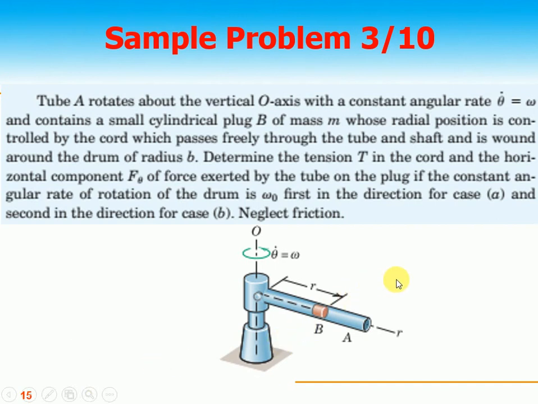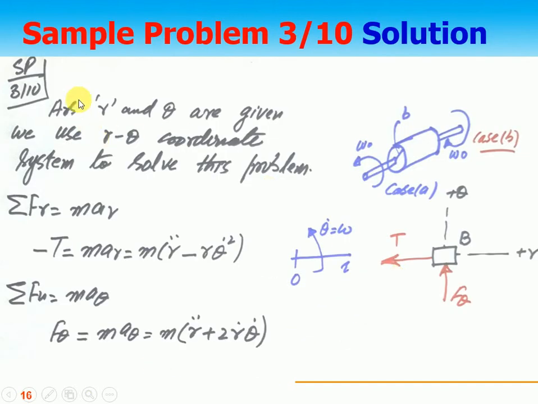So let's solve this problem. As r and theta are given, we use the r-theta coordinate system to solve the problem. It becomes easy. This is the omega naught, and in the other case the omega naught is in the opposite direction. If I make the free body diagram, this is the tension T and this is the reaction force in the theta direction. This direction is positive r and this direction is positive theta.